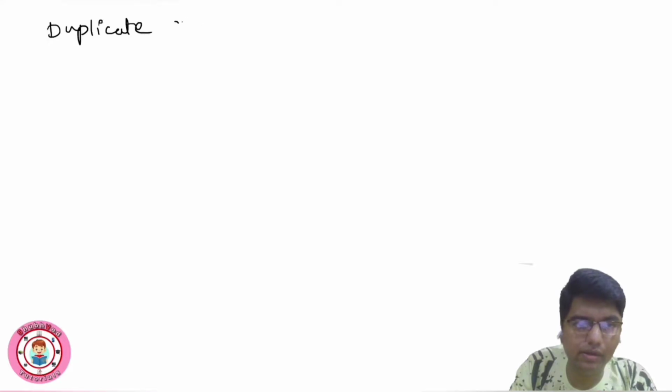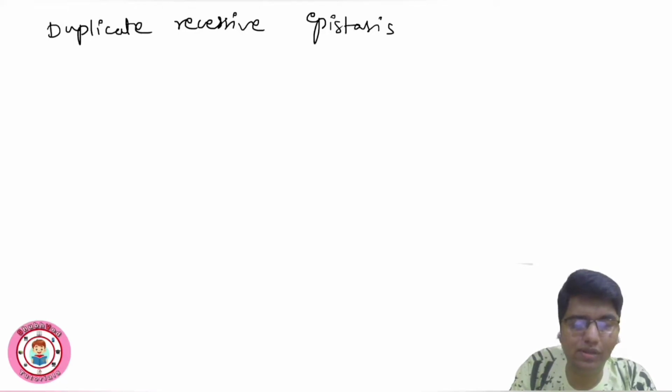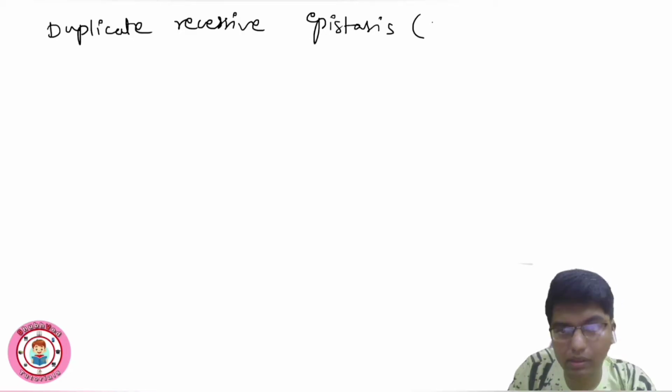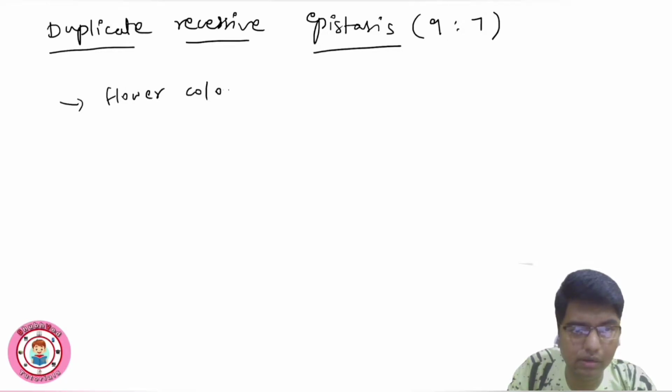Duplicate recessive epistasis. See, first of all, we know the ratio 9:3:3:1. So the modified ratio is 9:7. This is the example of flower color in sweet pea.